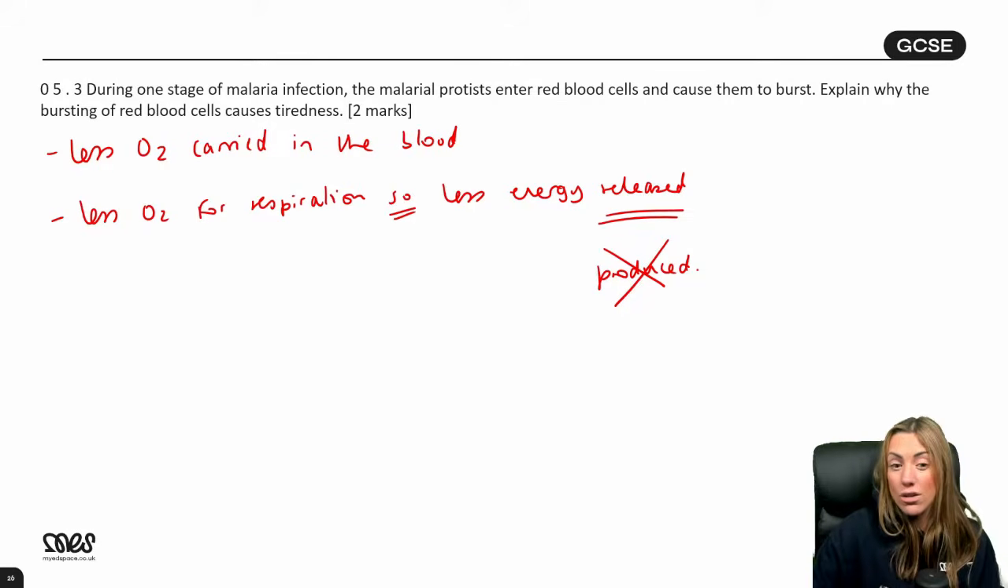So if less oxygen is being carried to the cells or less oxygen is being carried in the blood, then there's going to be less oxygen available for respiration, so less energy will be released, which explains why it causes tiredness.